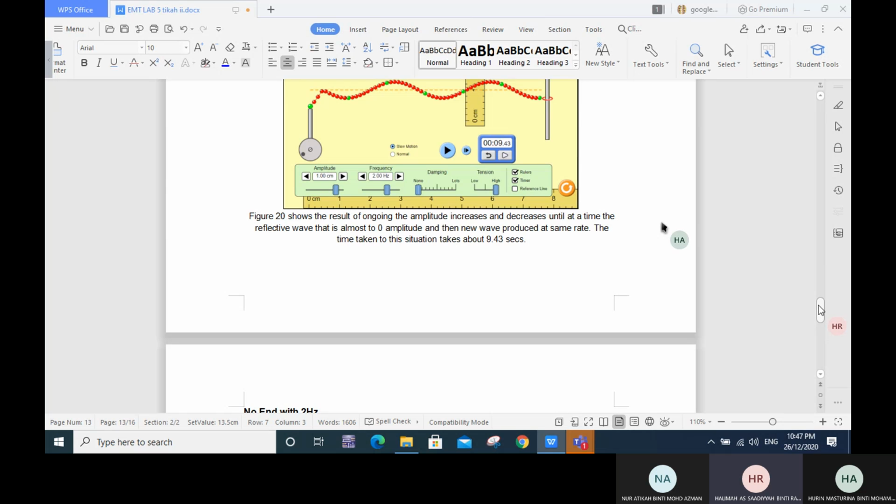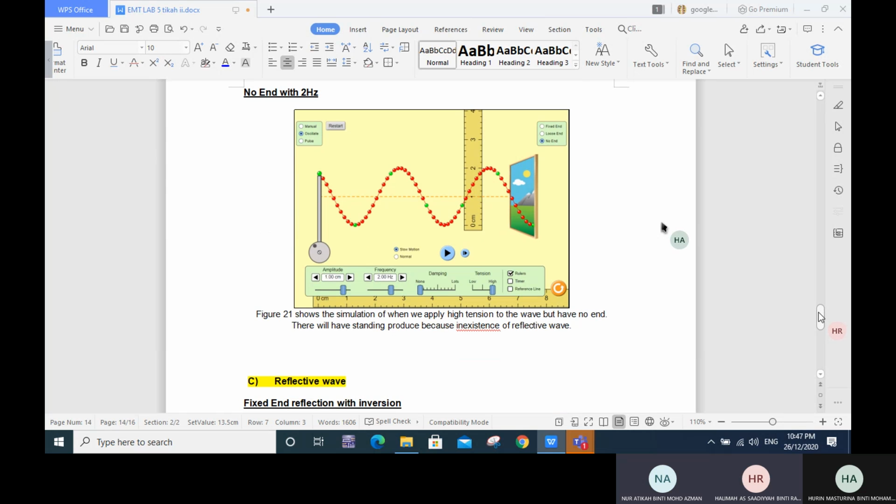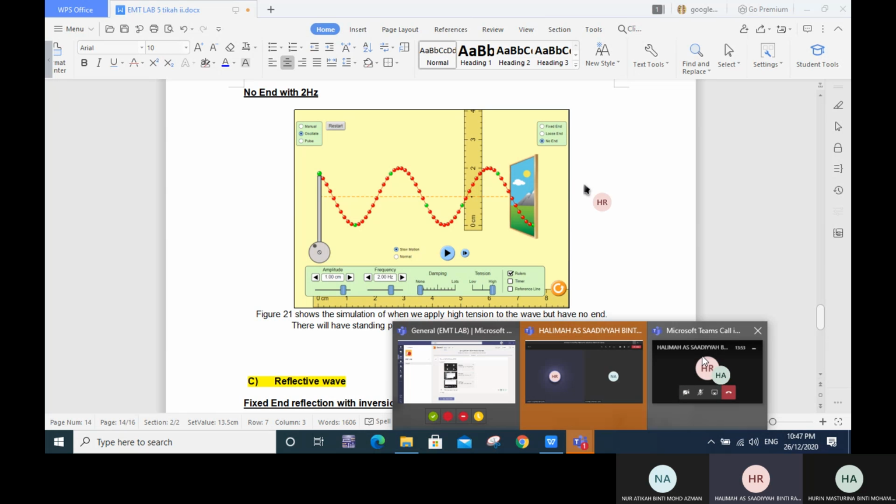For the last one, no end, the result shows the simulation when we apply high tension to the wave but have no end. There will be a standing wave produced because of the existence of the reflective wave. So we can conclude that the standing wave is a vibration of a system in which some particular points remain fixed while others between them vibrate with maximum amplitude. For the next one, the reflective wave, I will pass to Hurin.